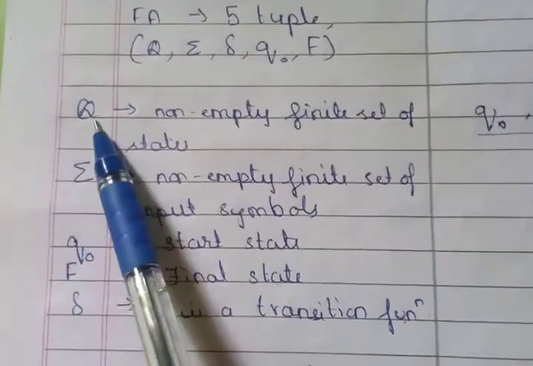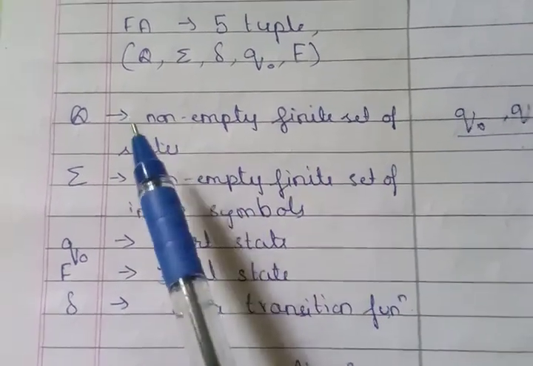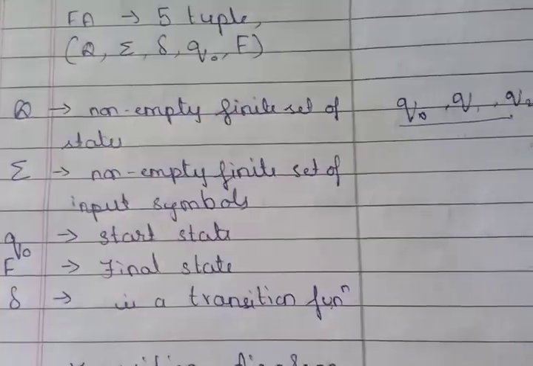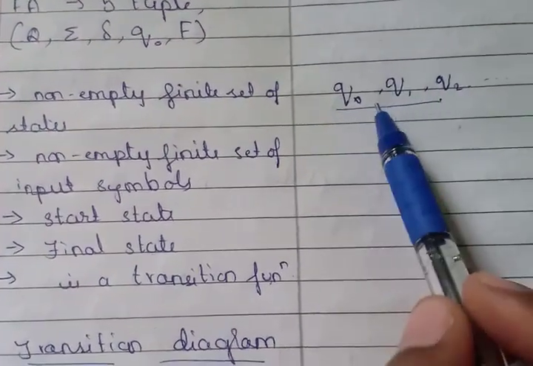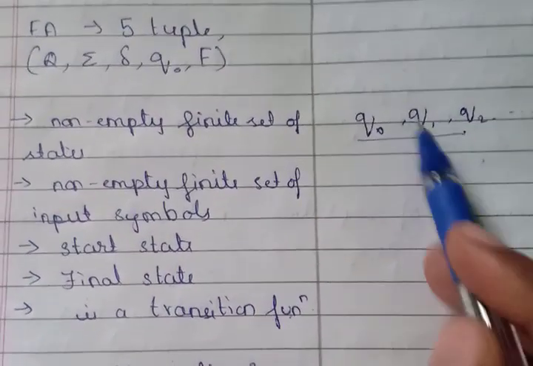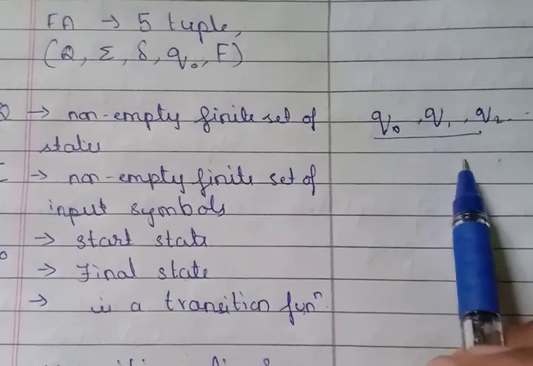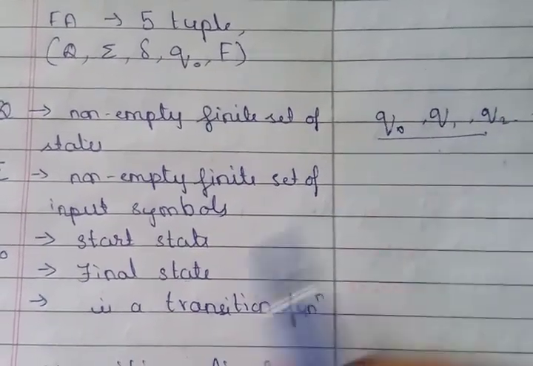This capital Q denotes a non-empty finite set of states. In our previous video, while discussing the components of finite automata, you came across something called Q0, Q1, Q2 and so on in our control unit. These are nothing but the nodes, which in finite automata we call states.